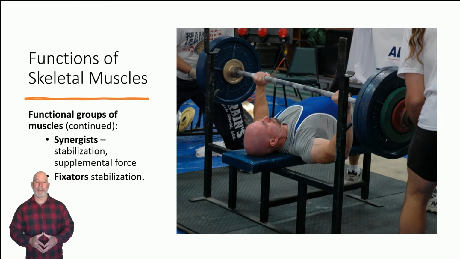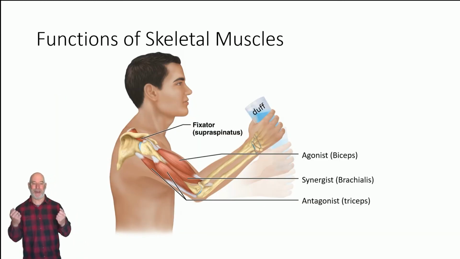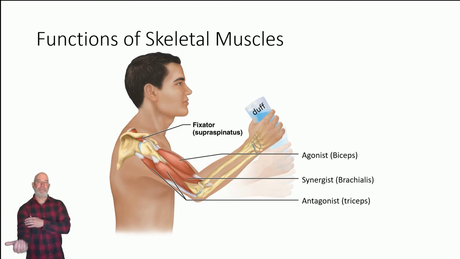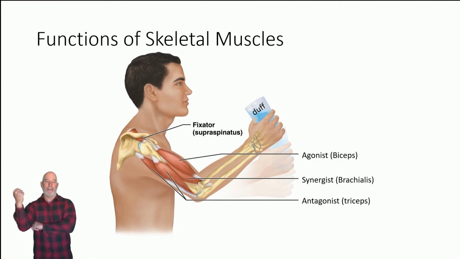We also have other functional groups like synergists, and these help stabilize and add supplemental force. And fixators are also for additional stabilization. So you're doing a curl. This guy's doing a 12-ounce curl right there. You have the fixator, which would be the supraspinatus. Your agonist would be your bicep. And then if you've ever noticed, there's this muscle right in between the bicep and the tricep. That's called the brachialis, and the brachialis is a synergist muscle. And then, of course, when you're curling, your triceps are also flexing too, because they are the antagonist.